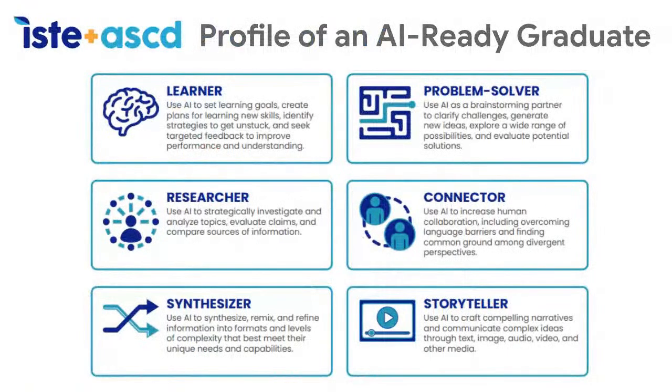And the ISTE and ASCD have just recently thrown out the profile of an AI-ready graduate. And you can see that within all those end goals, these are the 6 pillars that they are focusing on: using AI as a learner, as a problem solver, a connector, a storyteller, a synthesizer, and a researcher. So you can see that as the students go through all the grades K to 12 and they go into their post-secondary next steps, or even just graduate into the world of the workforce, these are the areas that we're trying to focus on.